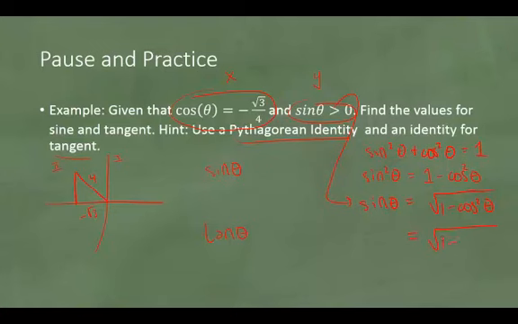Which is 1 minus cosine theta, which is the square root of 3 over 4, so the square root of 3 over 4 squared. This is 1 minus the square root of 3 squared, which is 3. 4 squared is 16. So instead of writing 1 here, I can write 16 over 16 minus 3 over 16. Or, what's 16 minus 3? 13 over 16, square root, which is the square root of 13 over 4.